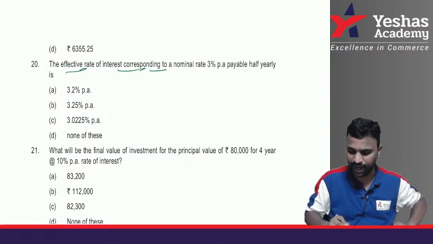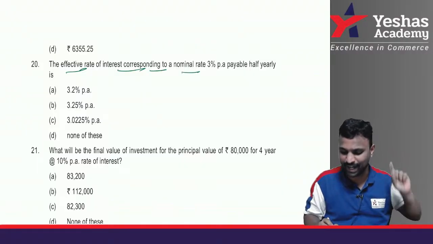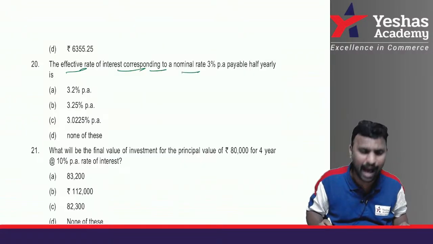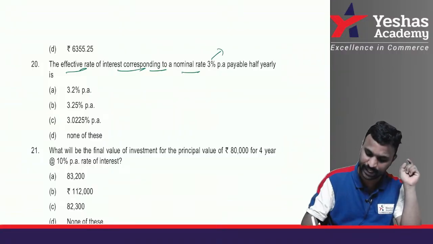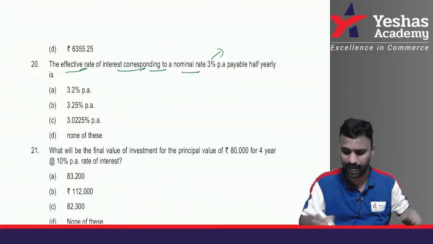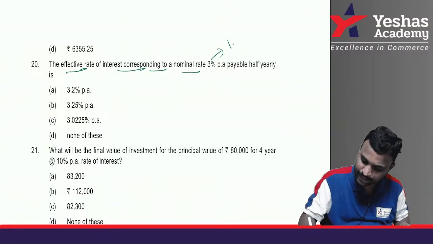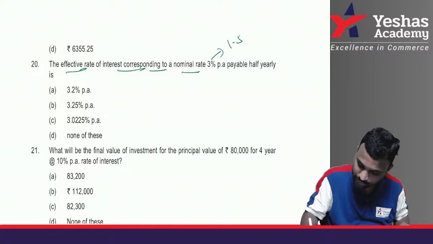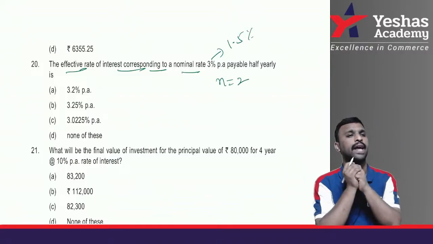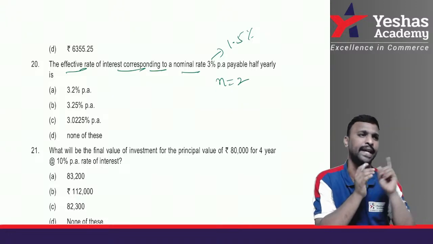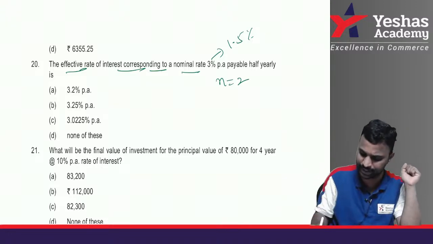The effective rate of interest corresponding to a nominal rate of 3% per annum payable half yearly is. Guys, half yearly, what is the rate of interest? Is it 3% or half of that? It is half of that, which is 1.5%. Now, n will be equal to how much? 2. They have not specified the number of years, so it is to be taken as 1. So 2 into 1 is 2 because it is half yearly.